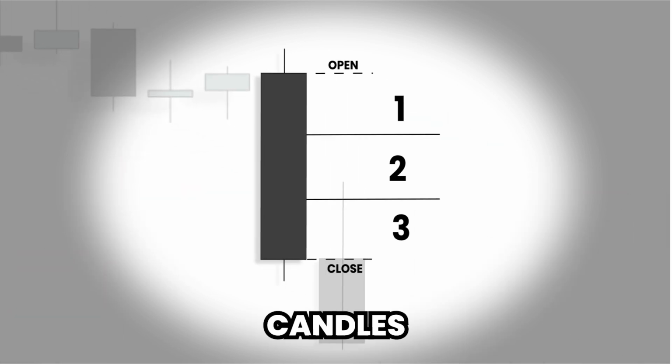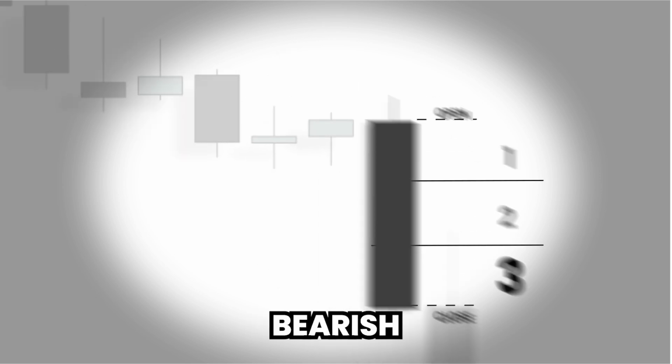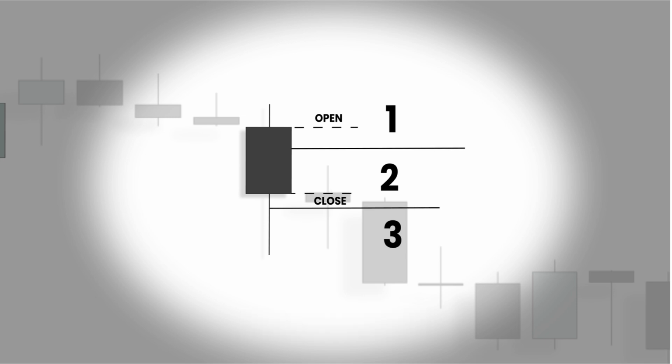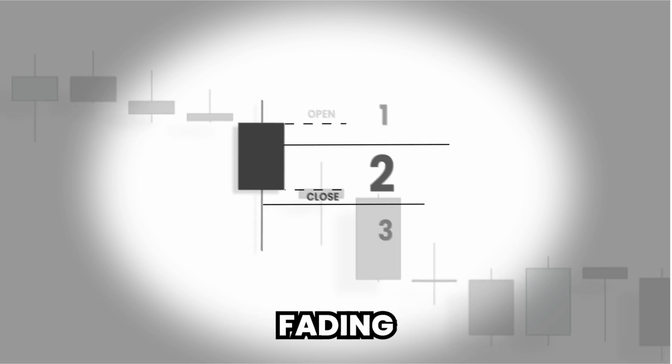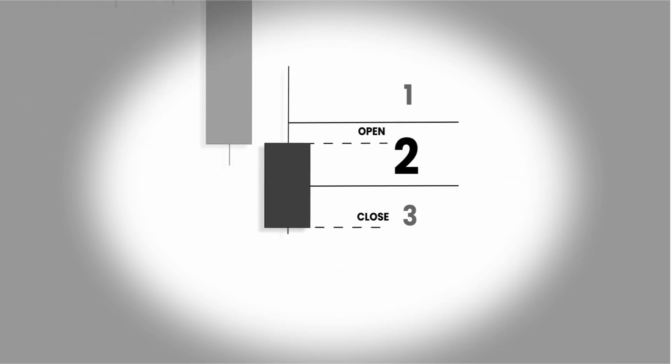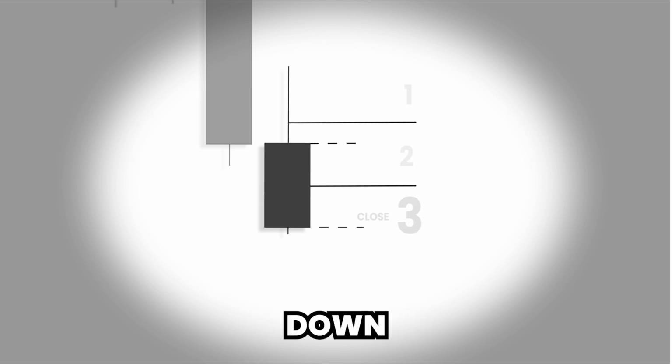For bearish candles, if it opens in the top and closes in the bottom, sellers were in control the entire session. Strong bearish momentum. If it opens in the top and closes in the middle, sellers started strong, but buyers managed to push back a little. Market is still bearish, but strength is fading. If it opens in the middle and closes in the bottom, sellers took over mid-session and closed with strength. Momentum is clearly shifting down.